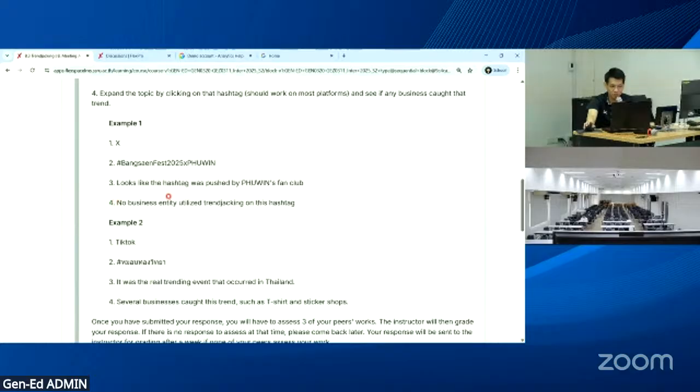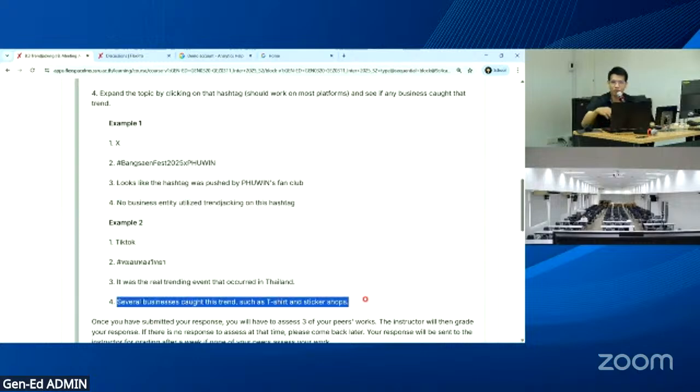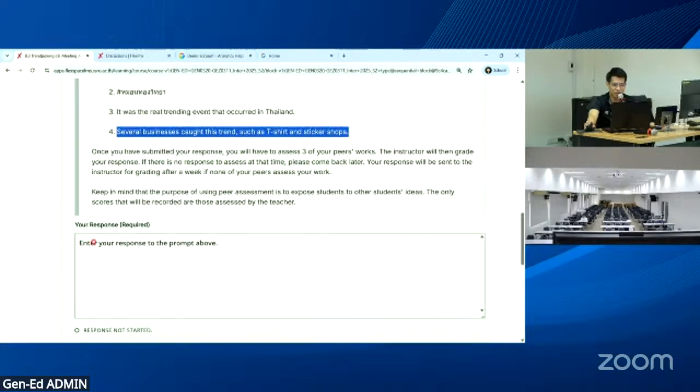And four, try to click on the hashtag and see related posts and try to locate the business entity that caught the trend. If no business caught the trend, just say no. A simple no is okay. No, I don't see any business catch the trend. Or if you see some business post the advertisement and push the hashtag on it, you can specify it here. Some businesses catch the trend, such as t-shirt and sticker shops. So specify your answer here.